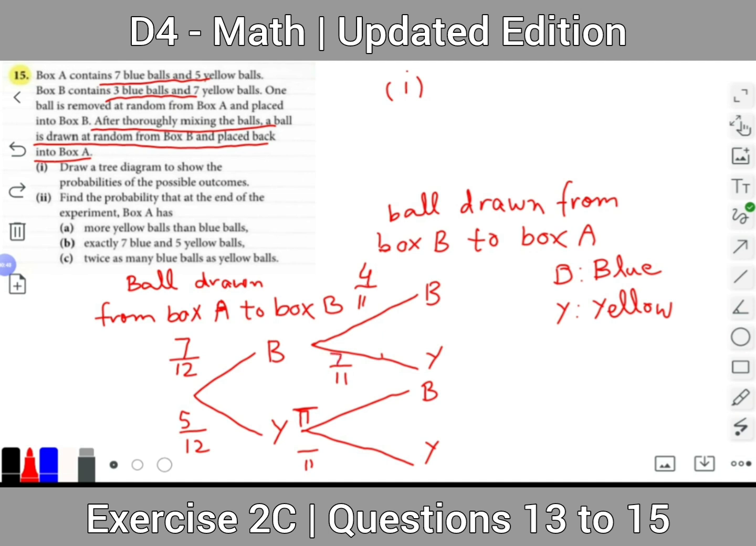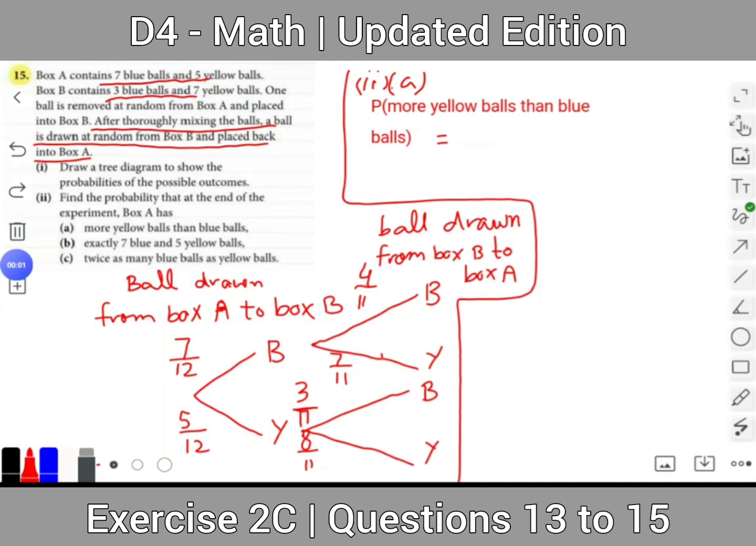Now, since the number of blue balls in the box B is 3, and there are 7 yellow balls in the box B, but since a ball is drawn back into the box A, the total number of yellow balls will become 8, and the probability for the yellow ball drawn from box B to box A will be 8 over 11. So this is the required tree diagram showing the probabilities of the possible outcomes.